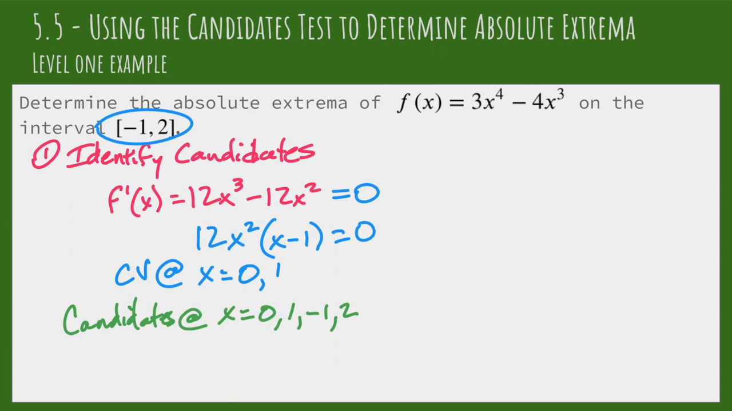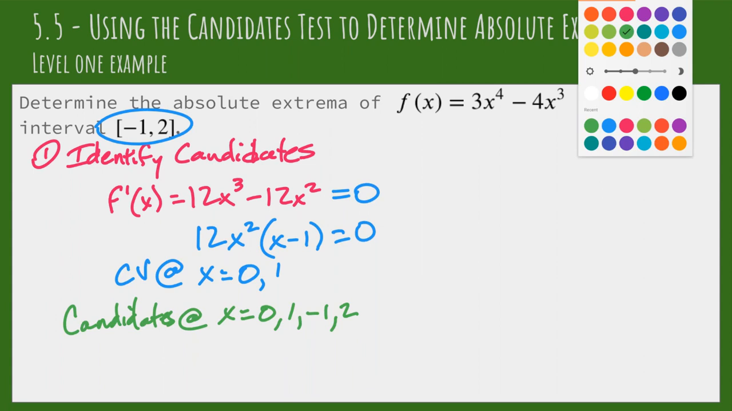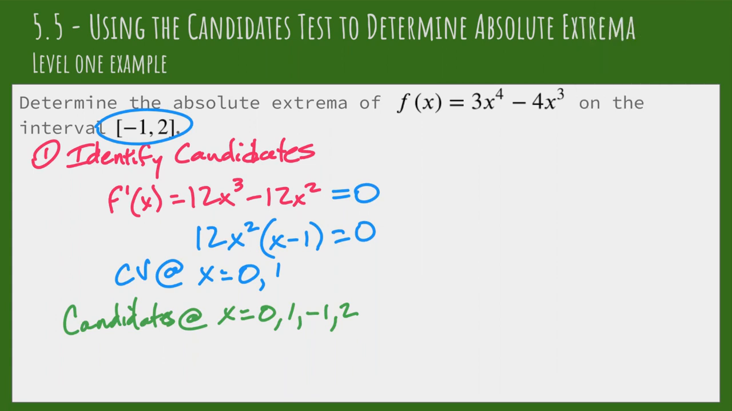So remember, these candidates are the only x values where we could have the absolute maximum and the absolute minimum. And we know that the absolute maximum and the absolute minimum occur because of the extreme value theorem. So putting those two things together, all we have to do is figure out what is the value of f at each of these points. So we're going to plug them in one at a time into the original function. Be careful you don't go into the derivative here because we are looking for the max and min of f.